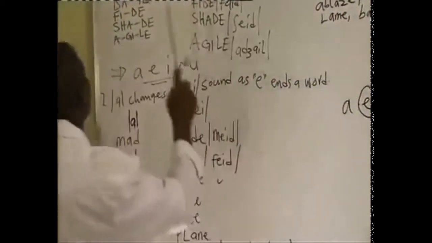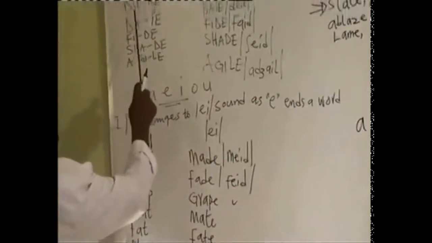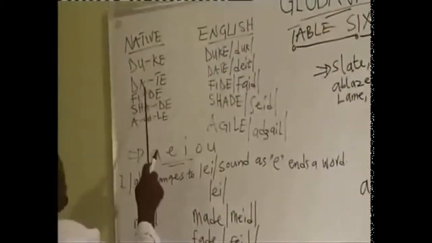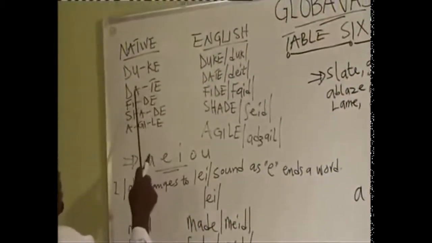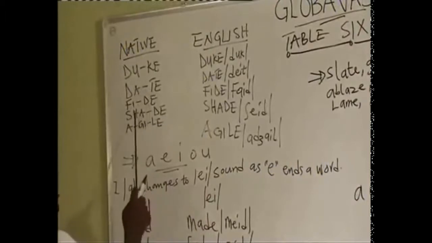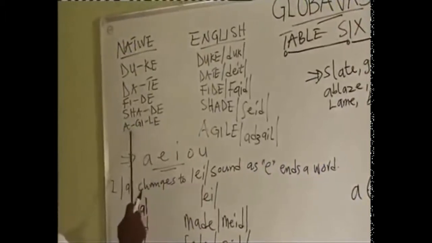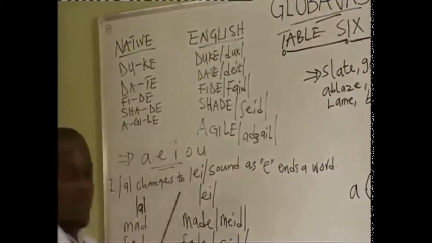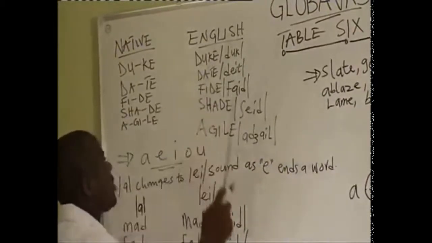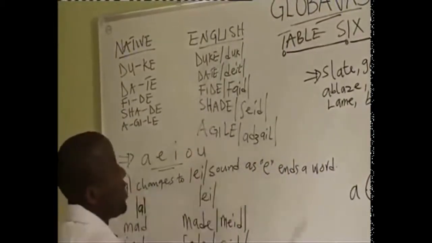Take for instance, this is native. Call it this one. Duke, say Duke. Duke. Date. This is Date, say Date. Date. Fide. Shade. Agile. Agile. It's a name. But then, if it is in English, E ends a word. I will explain bit by bit.